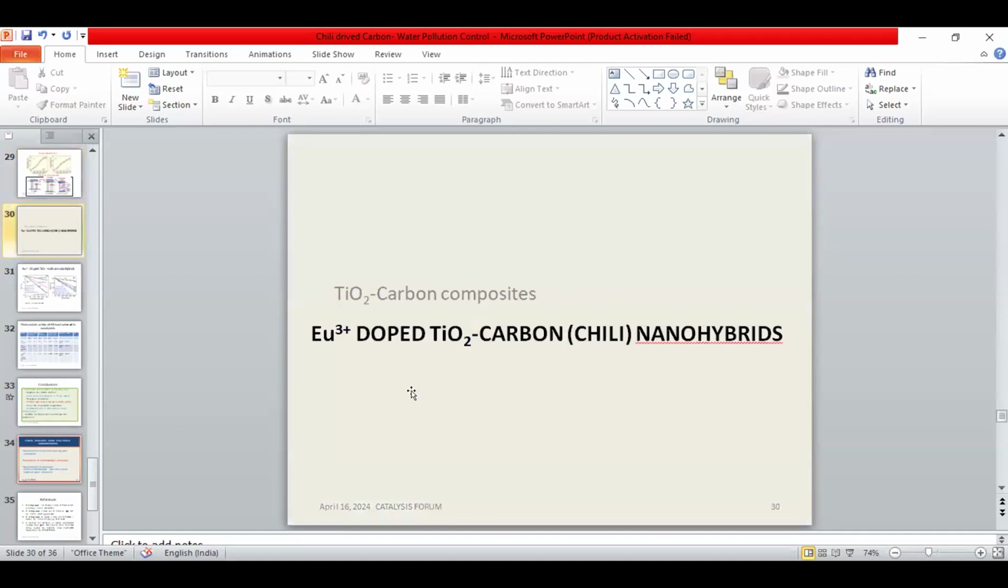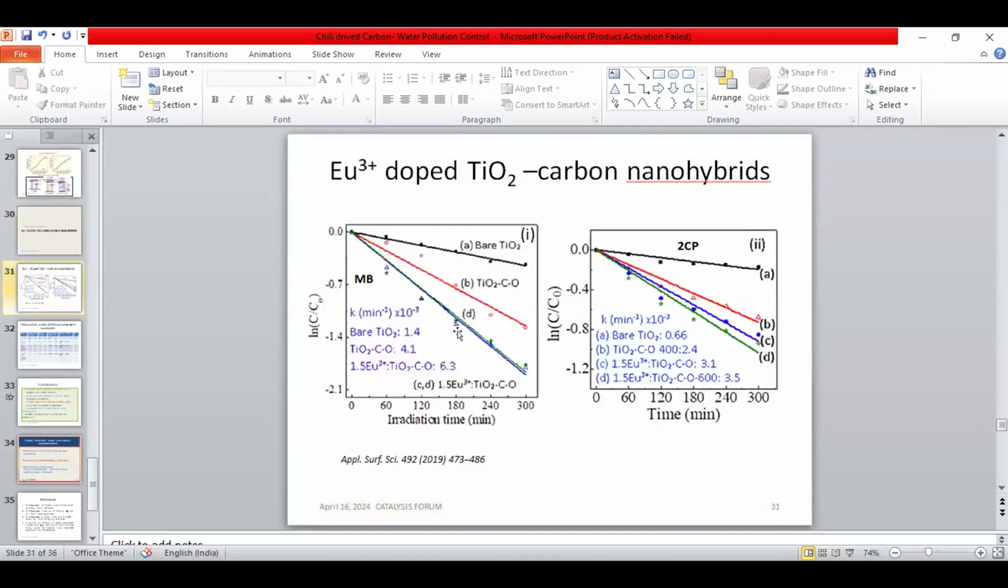So quickly going to the third type of the composite, we have europium nanohybrids, where we have taken europium as a low quantity dopant on TiO2 nanoparticles. The same way we have prepared the samples as we have done for the TiO2 composites, and we have seen here that the catalytic degradation with this sample is even faster than the previous one.